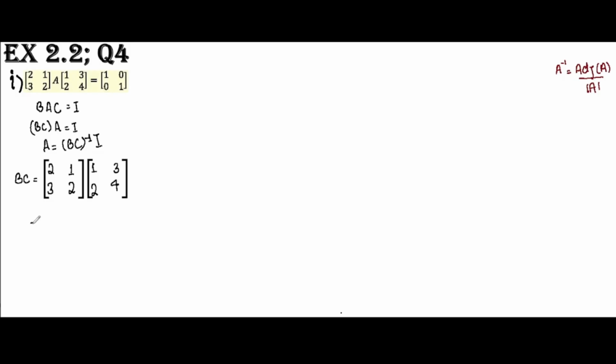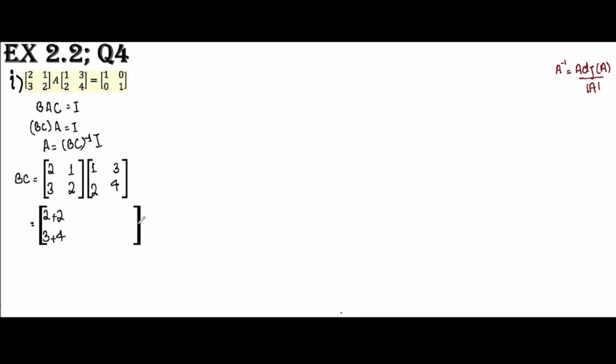Now let's multiply these two matrices. For the first entry, we are going to multiply the first row with the first column. So we are going to get 2 into 1 is 2 plus 1 into 2 is 2. Then for this entry, it is second row and first column. So second row multiplied with the first column. So 3 ones are 3 plus 2 twos are 4.